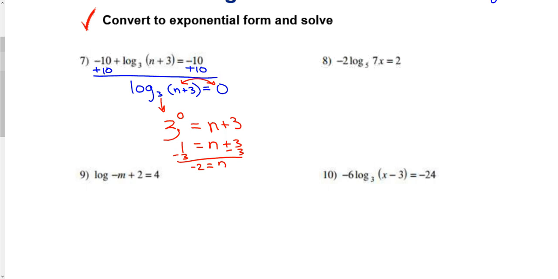And just like in any other problem, you can always type it in the calculator to check to make sure it's right. If I put in a negative 2 right here, you get log base 3 of 1. Anytime you have a log of 1, though, it's 0. So basically, this goes away, and you end up with negative 10 equals 10.